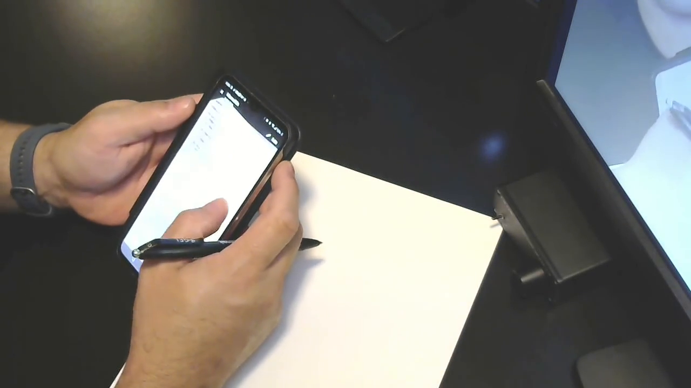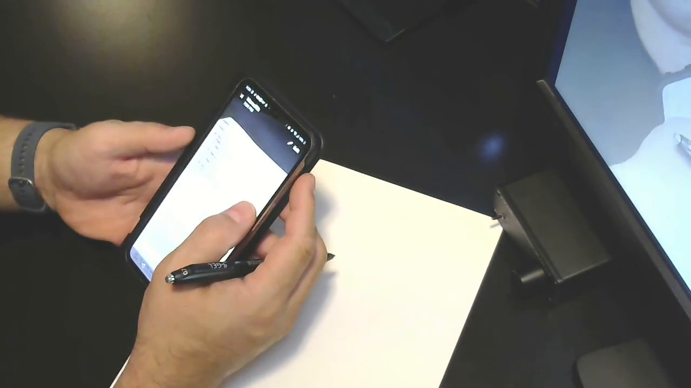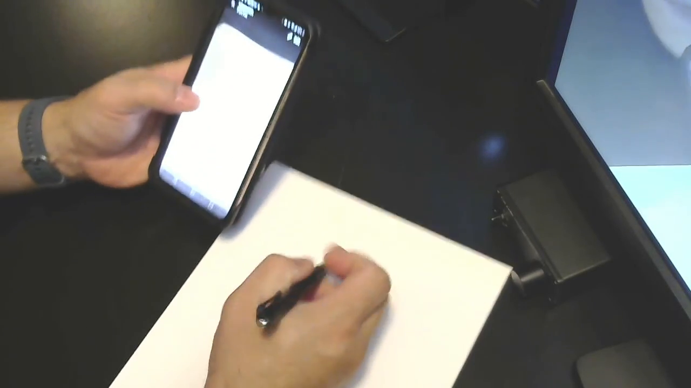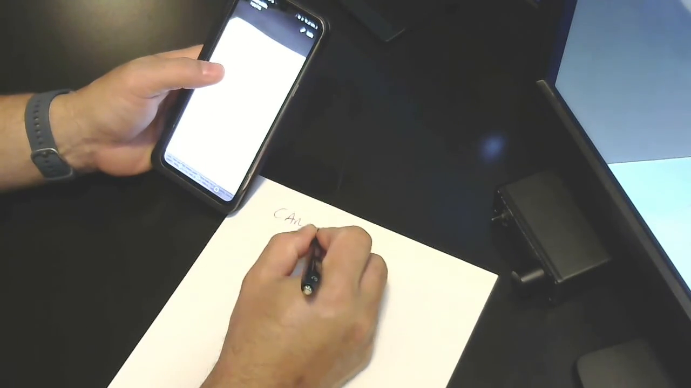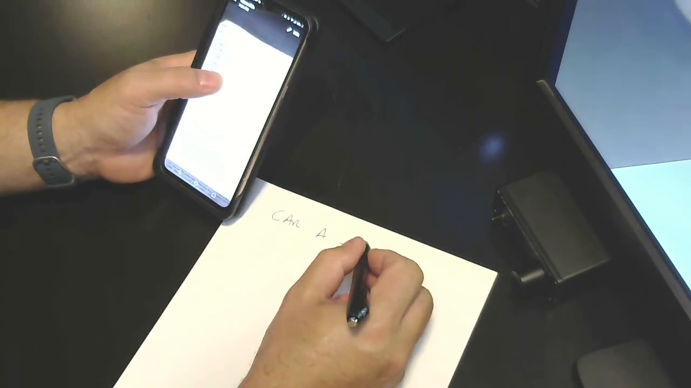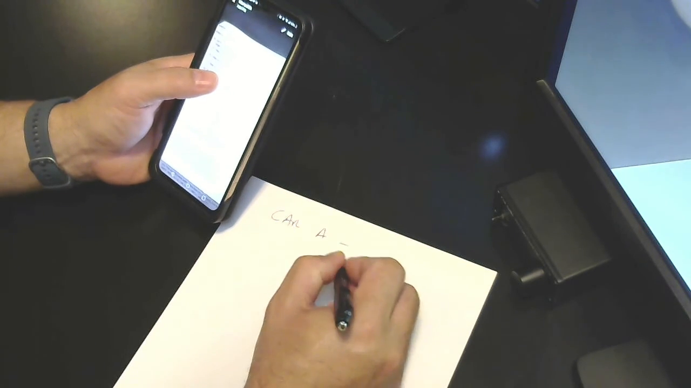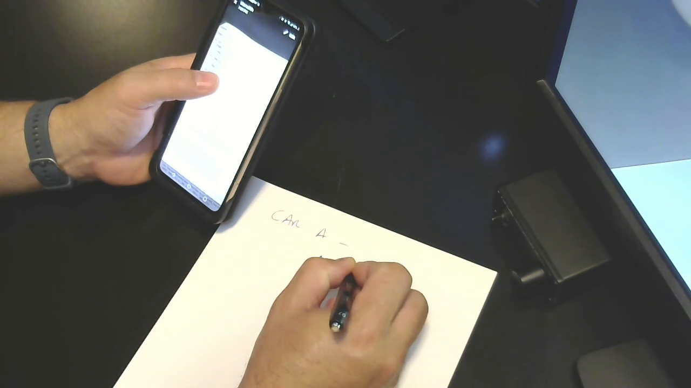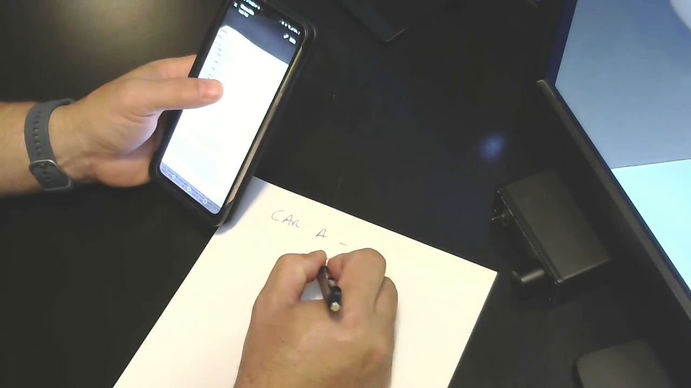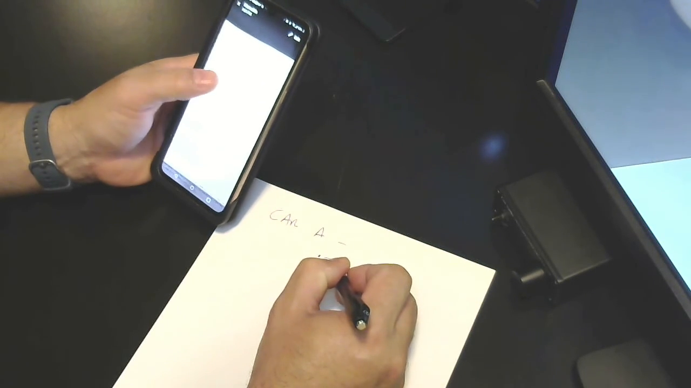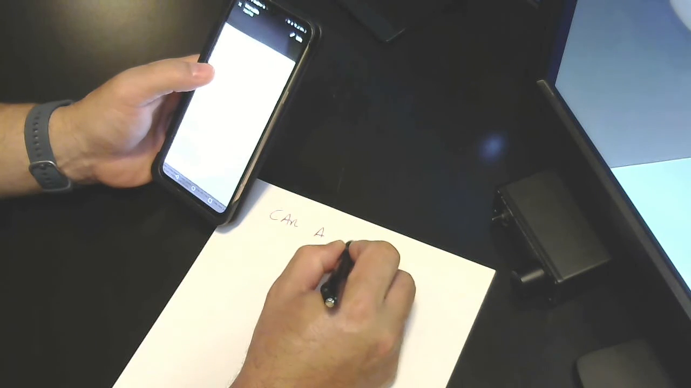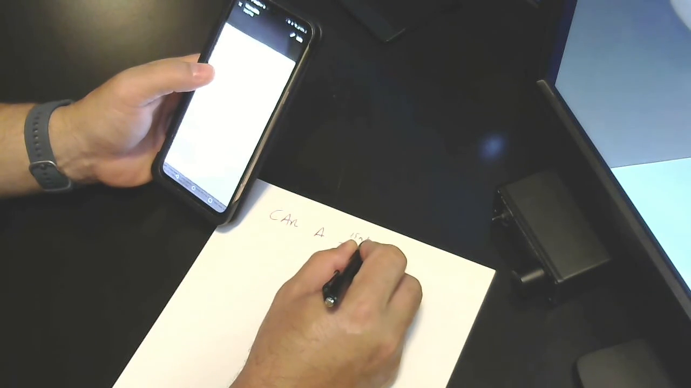Question number one. Car A starts at the origin, and it's going this way with time at 0 seconds, obviously. This thing's going at 15 meters per second.